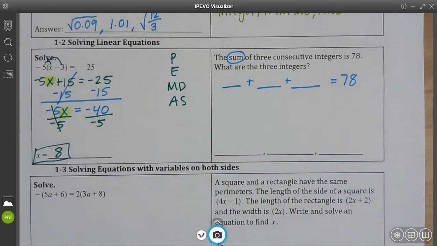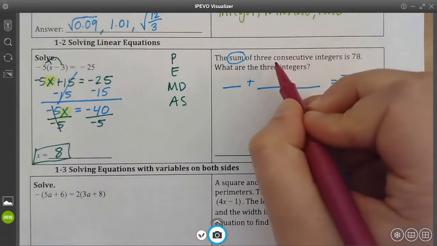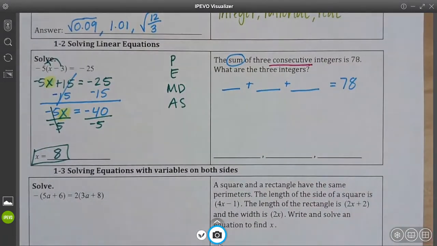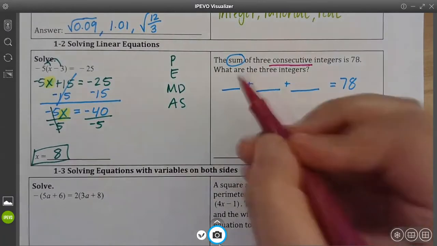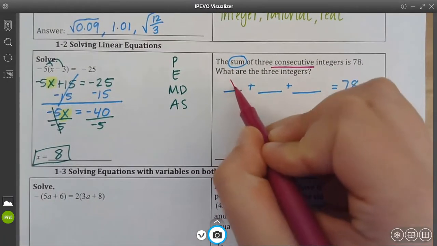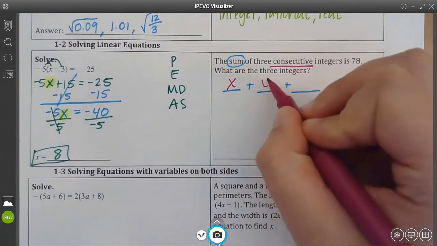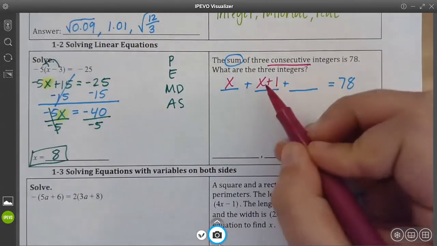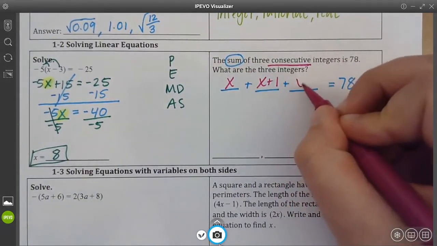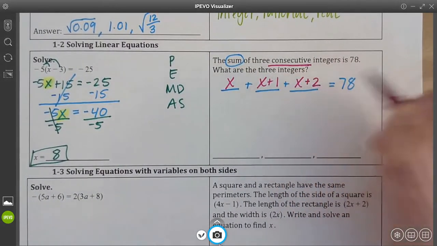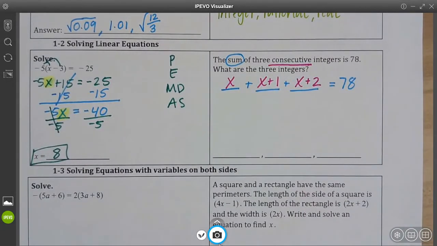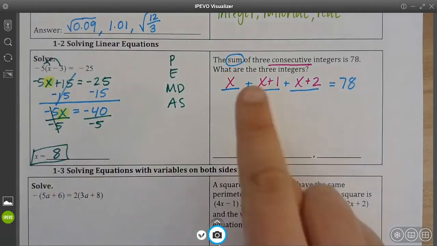And our other keyword here is consecutive. When we have consecutive numbers, that's like 2, 3, 4, or 11, 12, 13. They're right next to each other on the number line. So if I don't know what the first number is, I'm going to call it x. But I know that the next consecutive number is x plus 1. And the number after that is going to be x plus 2. Because they're consecutive, they're in a row. So I've built my equation to find what my 3 integers are.